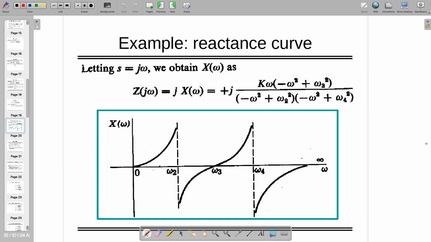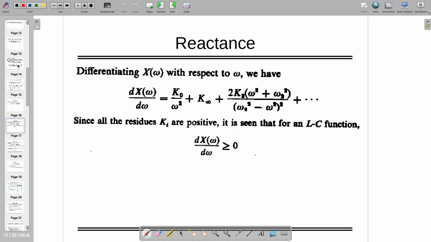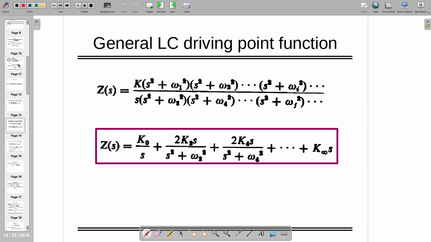Yeah, so last time we were talking about the reactance curves, or our main agenda was to find out where the poles are lying, and we were examining the properties of the LC function. So just go back to where we were. We were saying that the LC driving point impedance function may be written in this form.